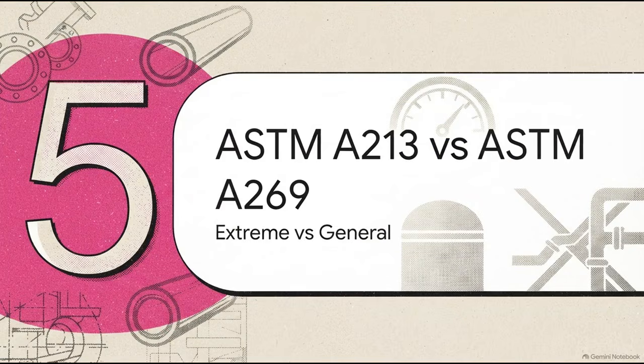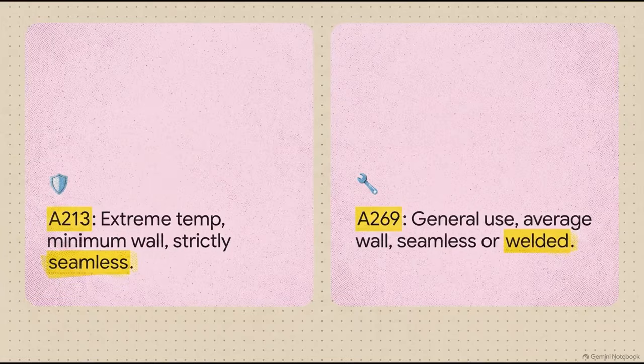All right, that brings us to our final comparison in Section 5. What happens when we put A213 up against a general service standard like ASTM A269? Because they both cover seamless stainless steel tubing, the line can feel a little blurry. Let's see how this builds, because when you compare the two, you immediately spot a massive engineering safety factor: wall thickness. A269 allows for an average wall thickness, meaning it can safely fluctuate up or down by 10%.